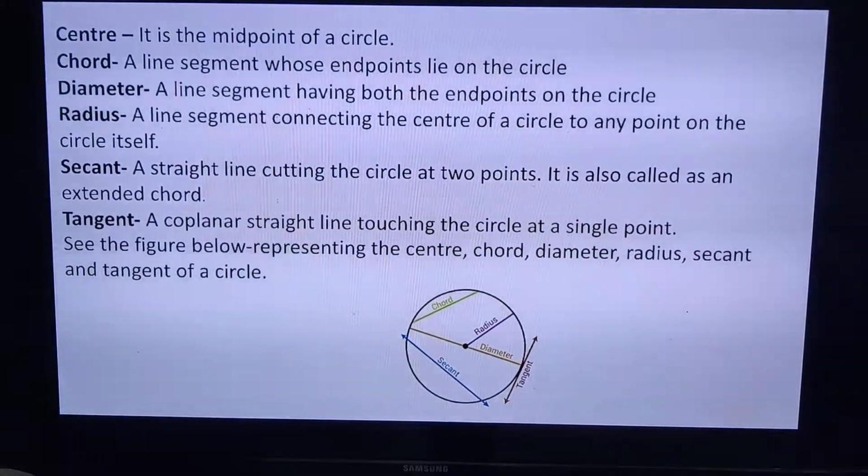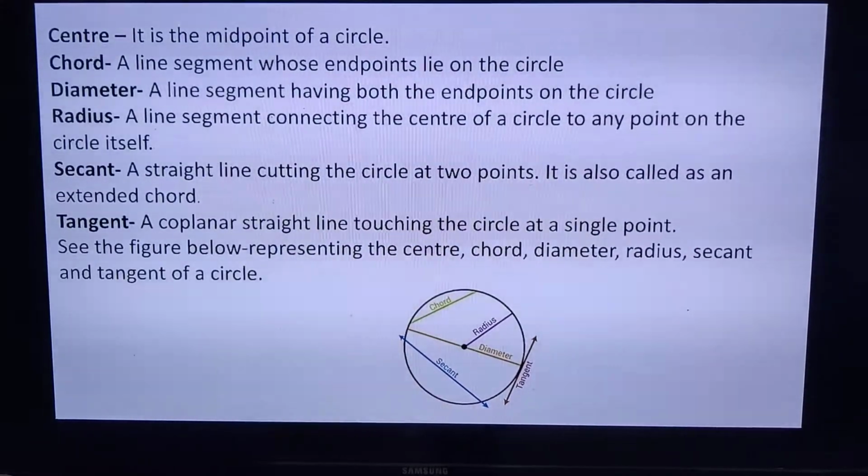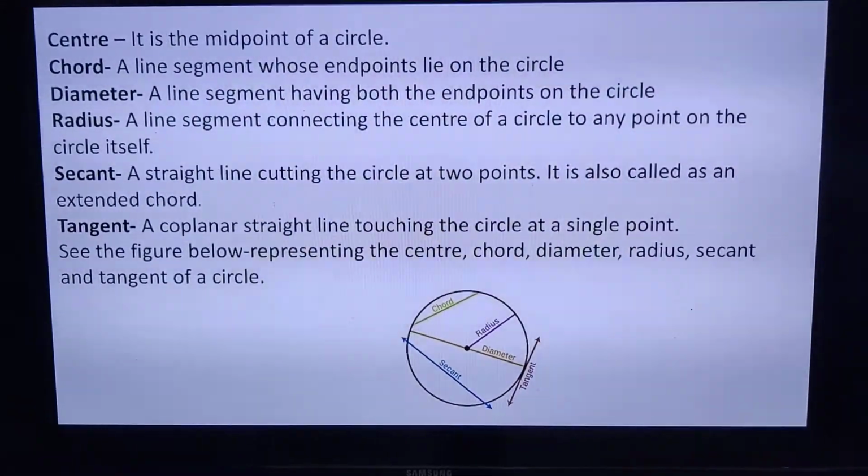Secant. A straight line cutting the circle at 2 points. It is also called an extended chord.